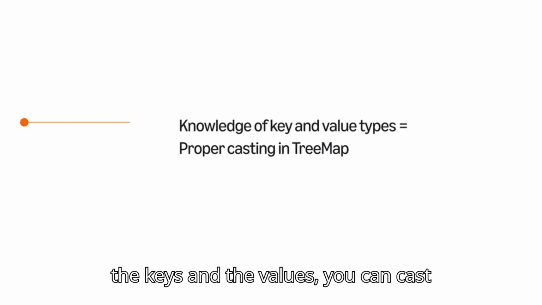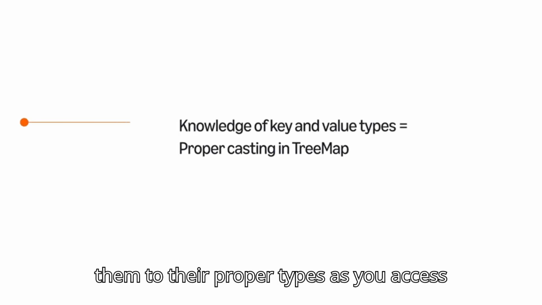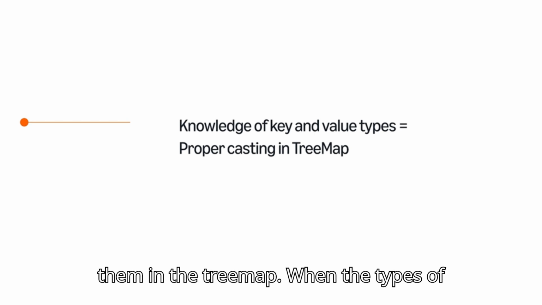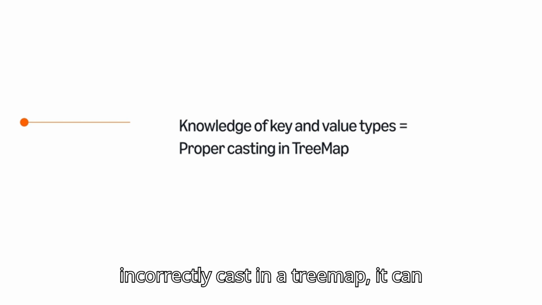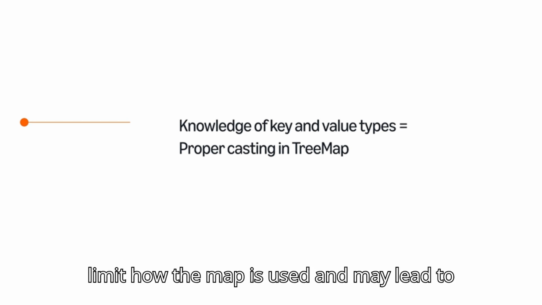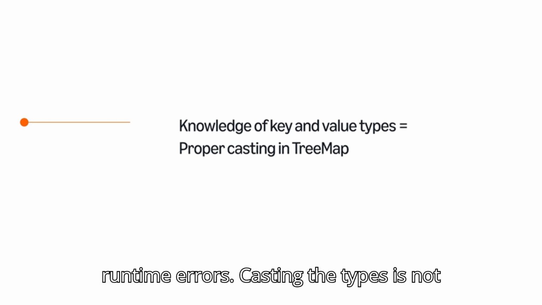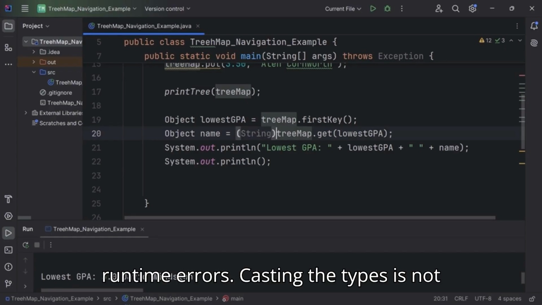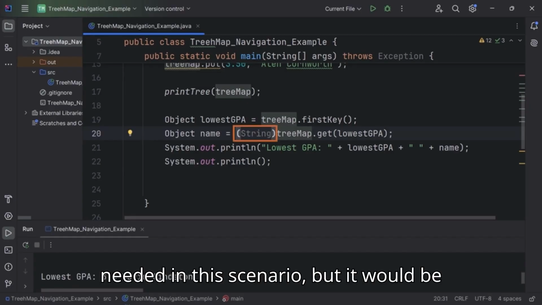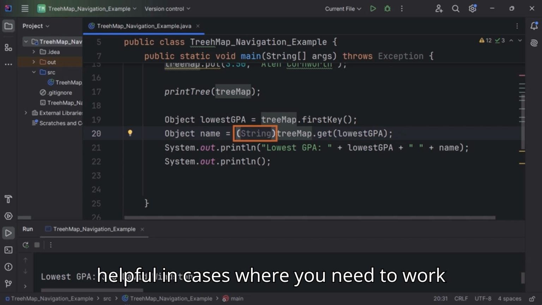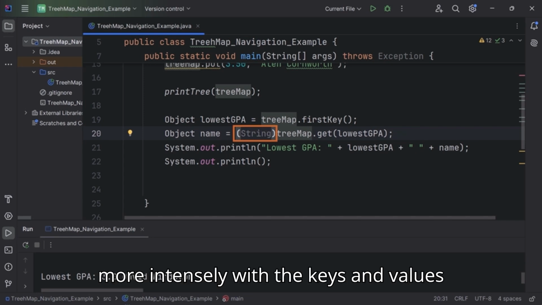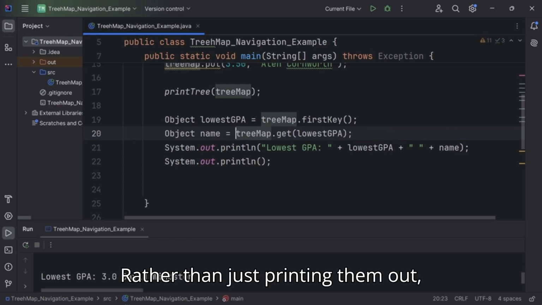If you know the types of the keys and the values, you can cast them to their proper types as you access them in the tree map. When the types of keys or values are not known or incorrectly cast in a tree map, it can limit how the map is used and may lead to runtime errors. Casting the types is not needed in this scenario, but it would be helpful in cases where you need to work more intensely with the keys and values rather than just printing them out.